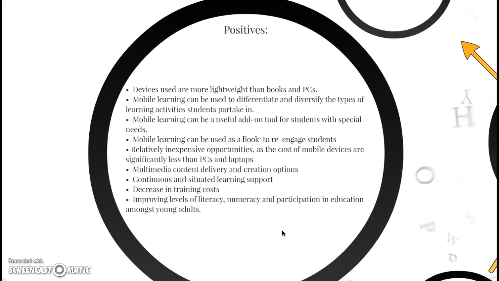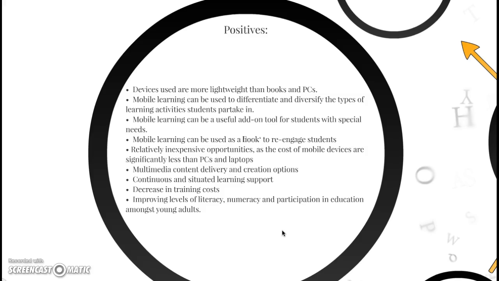The positives of mobile learning. Devices used are more lightweight than books and PCs. They can carry them around from class to class, so those students that travel from social studies to math to English can take their devices with them and use them. Mobile learning can be used to differentiate and diversify the types of learning activities the students partake in. As a teacher, you can decide what the students are doing on their devices.